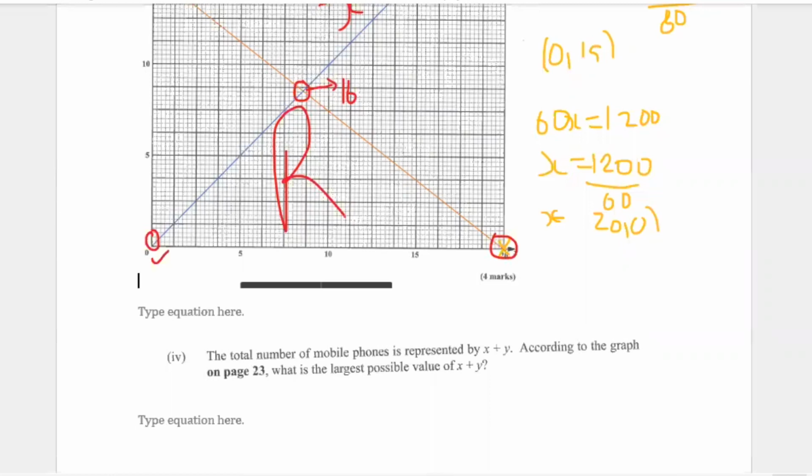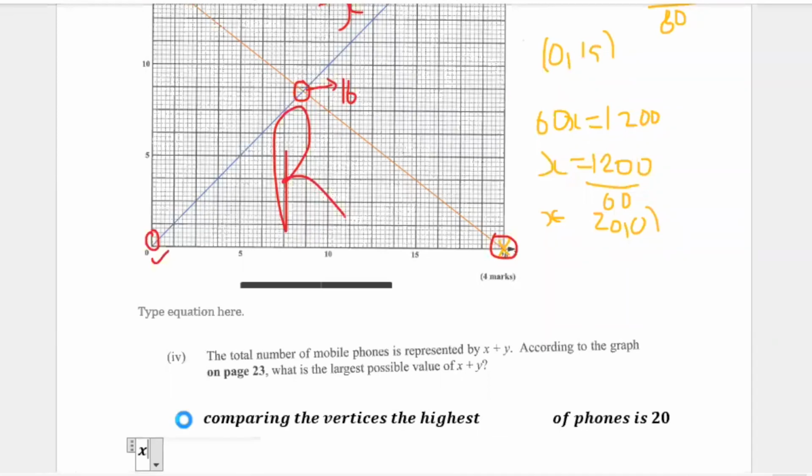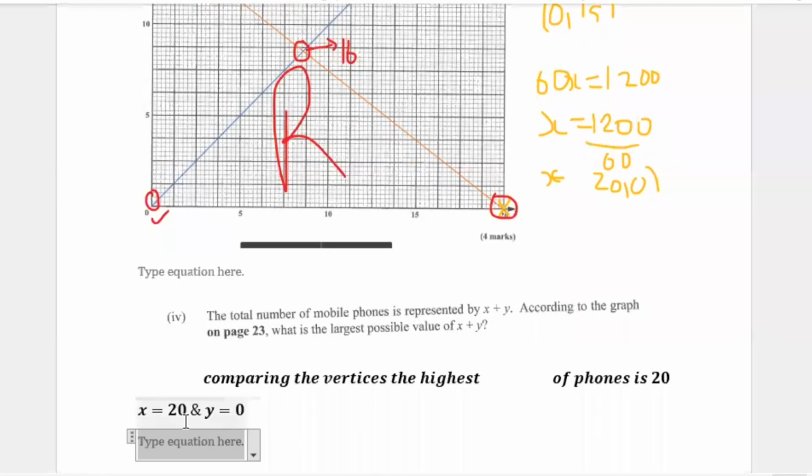So let me just write that down in terms of notes. Comparing the vertices, the highest number of phones is 20, and that would be when x is equal to 20 and y is equal to 0. So therefore, the highest number is 20. Any questions from that?